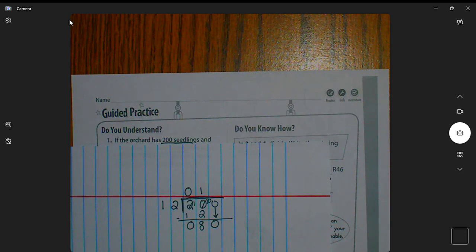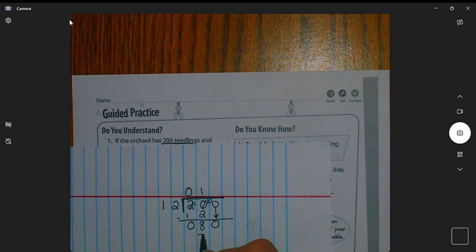I'm going to count by 12s. 12, 24, 36, 48, 60, 72, 84. Did I go too far? I did. So I need to back up and stop at 72. How many 12s did it take to make 72? It took 6. And from 72 to 80 is 8. So 10 becomes a 0, 8 becomes 7.